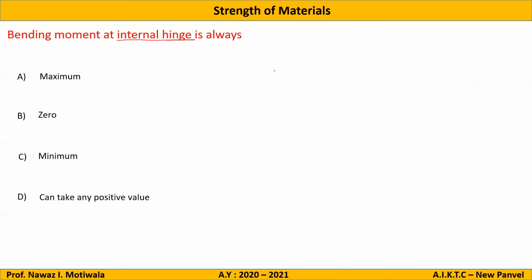Let me explain what we mean by internal hinge. Let us say there is a beam AB and another beam, let us say BC. Now these both beams have to be joined together. So these two beams are joined together by an internal hinge. This is known as the internal hinge. And to find the support reactions, what we do is we take the moment at the hinge equal to 0. That means I can say that the bending moment at the hinge is always 0. So the option is B.